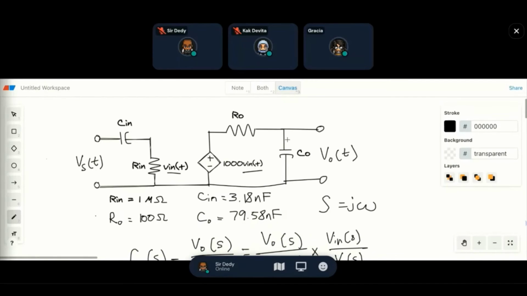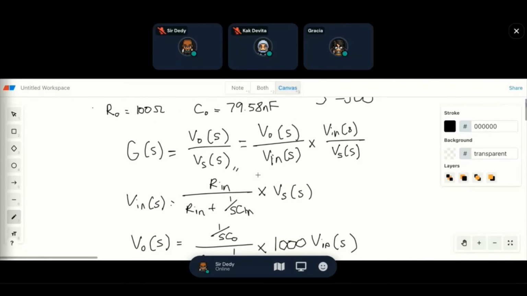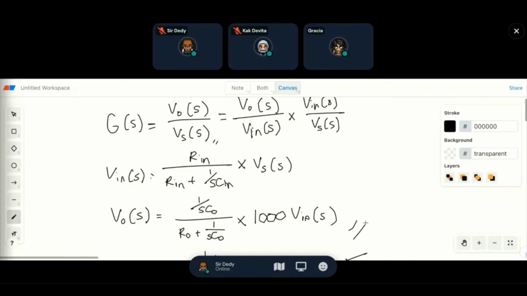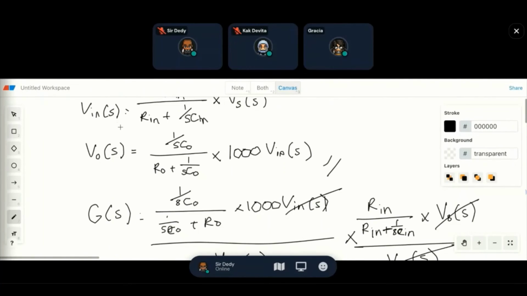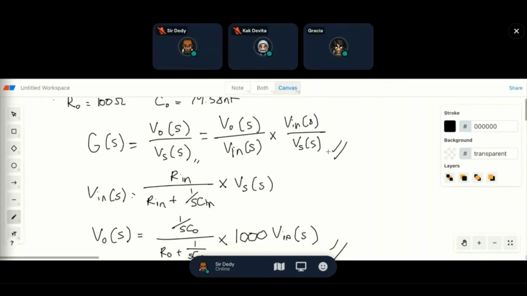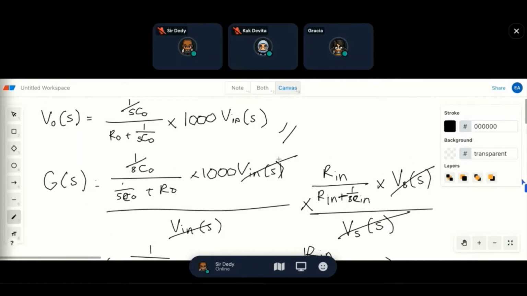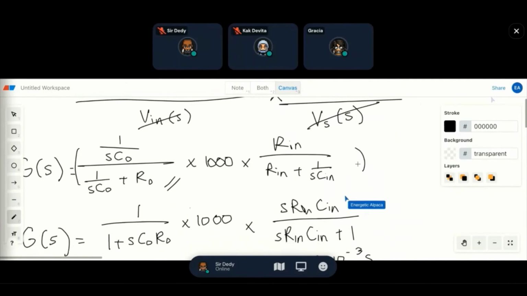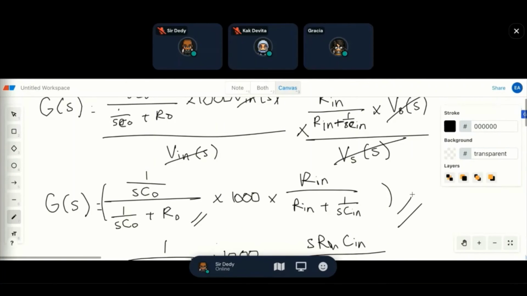We find the voltage divider formula across the capacitor Co. So 1 by SCo divided by the total impedance, Ro plus 1 by SCo, multiplied by the dependent source, 1000 Vn, this one right here. And so what we will get is Vo is equal to this formula right here. Then we can just input everything into the gain function formula. After inputting, we can cancel out many variables and we are left with this equation.